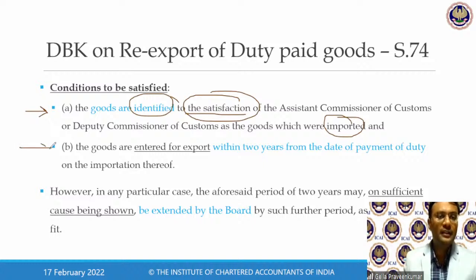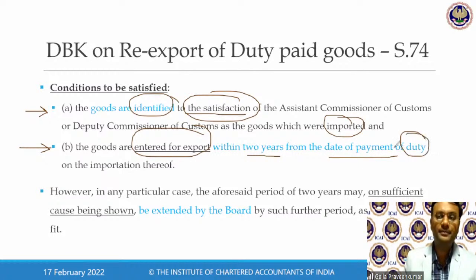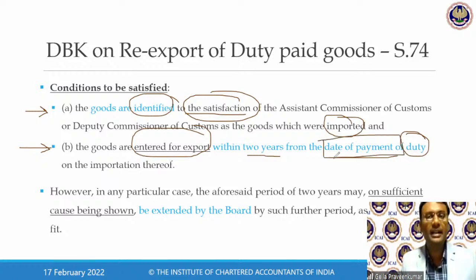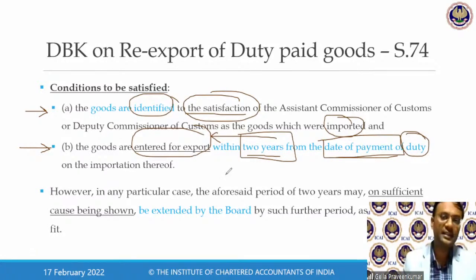Those goods have entered for export. How? Within 2 years from the date of payment of duty on importation thereof. So, as I say, there are certain conditions. The second condition says that from the day you have made the payment, please ensure that within 2 years the goods have come for export. So what if I go beyond 2 years? They say you are not entitled to duty drawback under section 74.